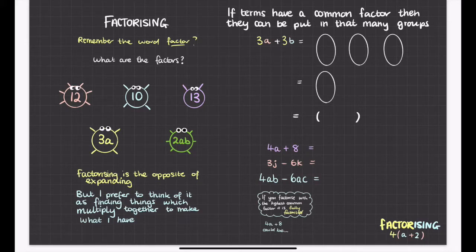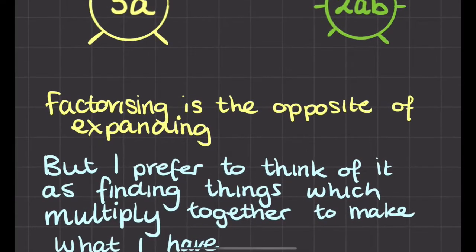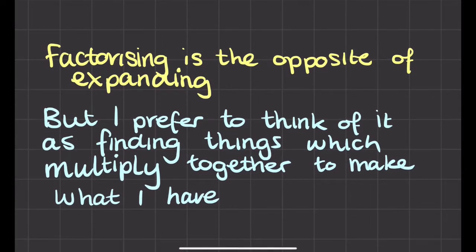Okay, so we're going to have a look at something called factorising now. Factorising is basically the opposite of expanding brackets, but I prefer to think of it as finding things which multiply together to make what I've got. I'm trying to write an equivalent expression where I've got things multiplied together rather than terms added together.